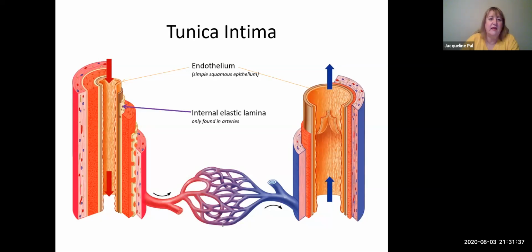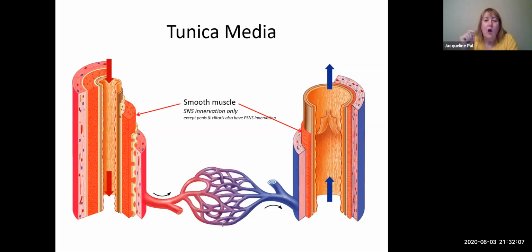Also in the tunica intima, only on the arterial side is this layer that looks a little bit like Swiss cheese in their diagram. It doesn't look like Swiss cheese in real life. But what it is, it's a layer that has a whole bunch of elastic fibers. And this layer is called the internal elastic lamina. And the reason why it's called the internal elastic lamina is because there's going to be one on the outside of that later on. That's it for the tunica intima.